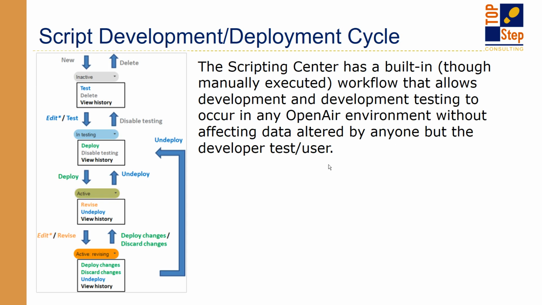The Scripting Center has, we'll call it built-in, even though it's manually executed, workflow that allows development and development testing to occur in OpenAir without affecting the system except for the developer or the test user. So when you first start a script, as you can see on the left, it starts out as just an inactive wrapper. There's nothing in there. Once you have something written, it'll go into this testing mode that you see in the blue text box on the left. What that means is that code only impacts one user, and it is the user that you identify in the script center that is going to be the tester.